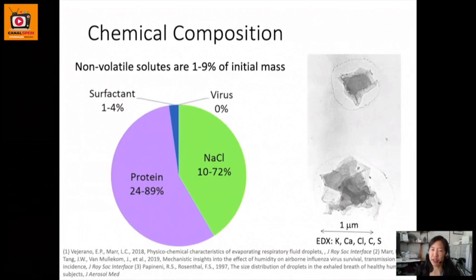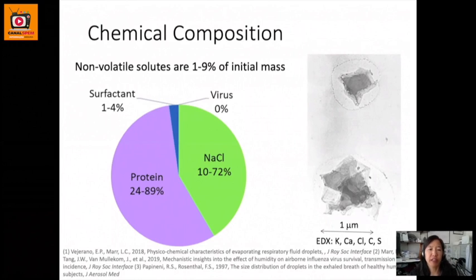So the droplets are not just water and virus. Non-volatile solutes in our respiratory fluid compose 1 to 9% of the initial mass of the droplet, meaning that 91 to 99% of it is water. But of the non-water components, we can see that sodium chloride accounts for anywhere from 10 to 72% of it. Proteins account for 24 to 89%.